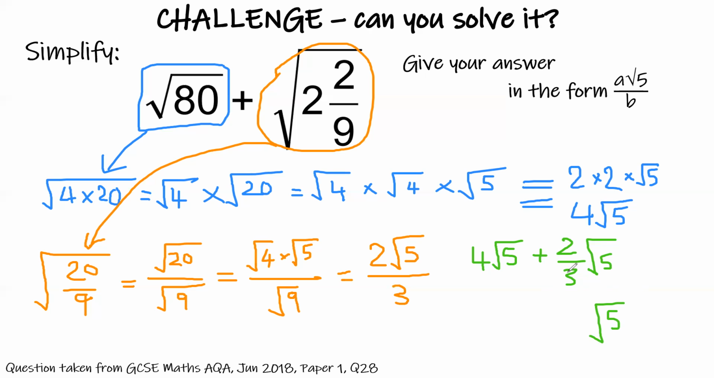So we can say this is 4 times 3, which is 12, plus 2, which then gives us 14/3 root 5, which then obviously puts it in this format that we've been asked for here, which is the same as 14 root 5 all over 3. And this here is our final answer.